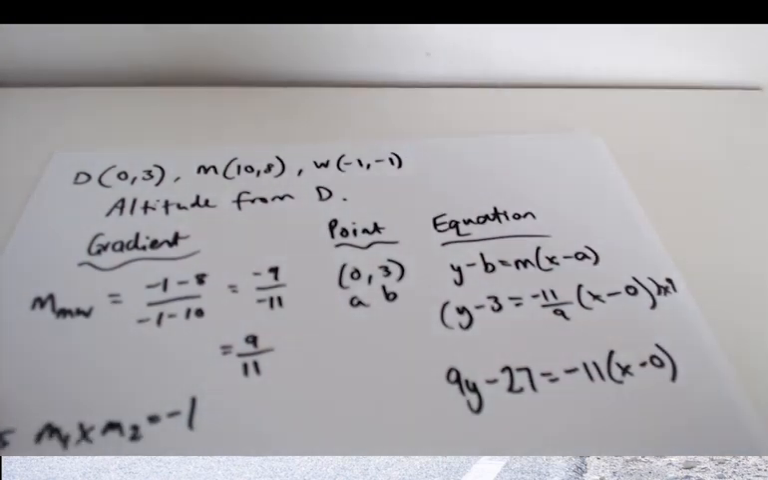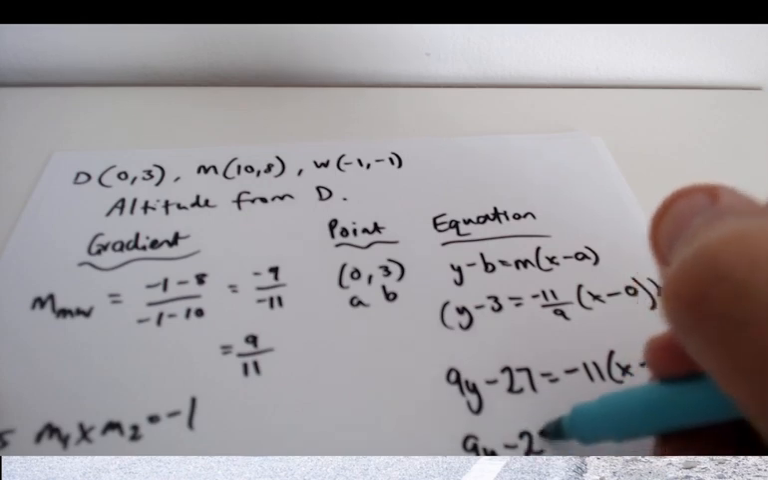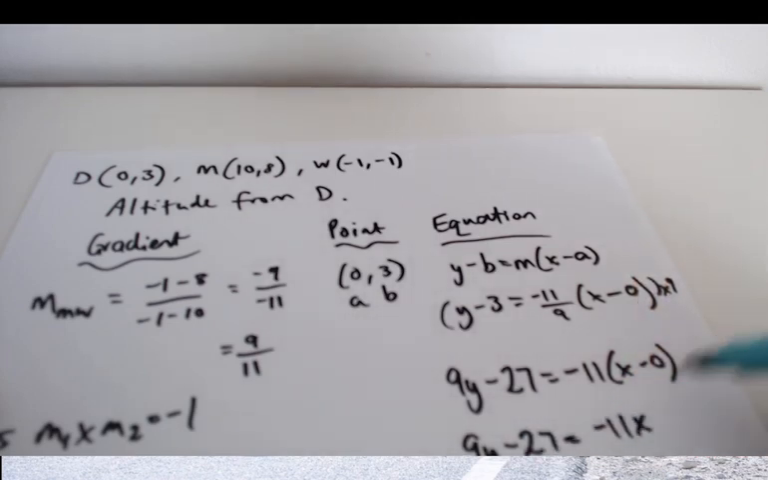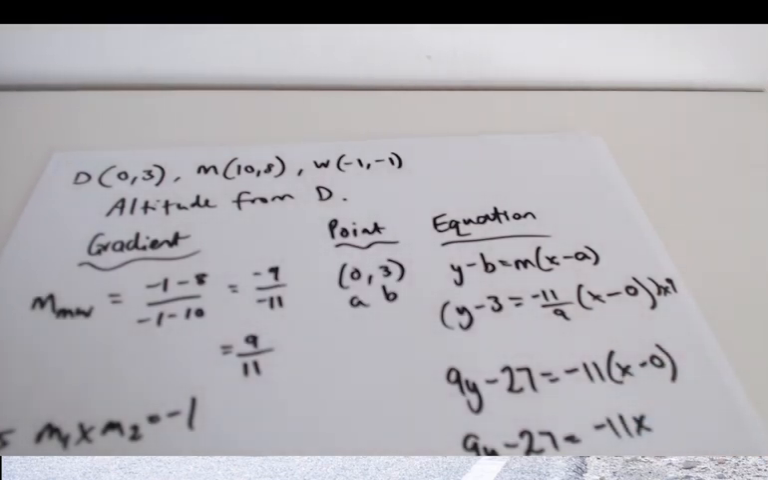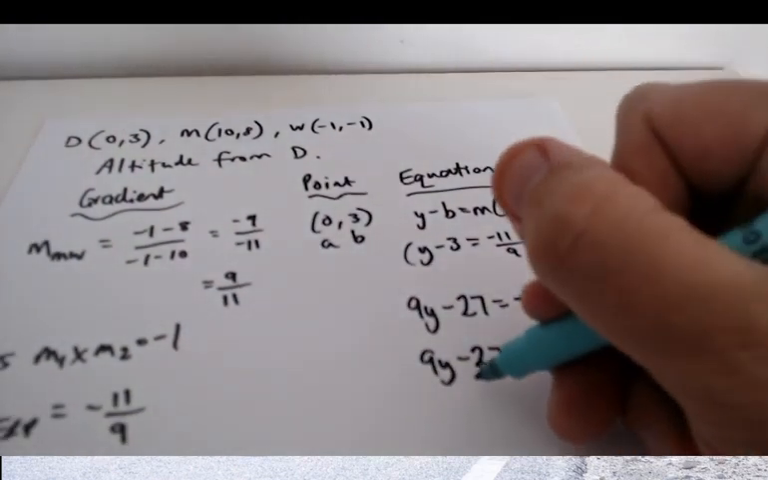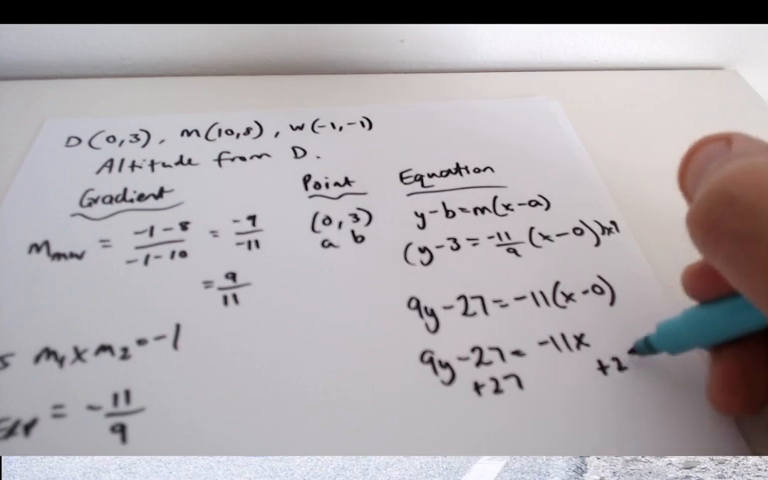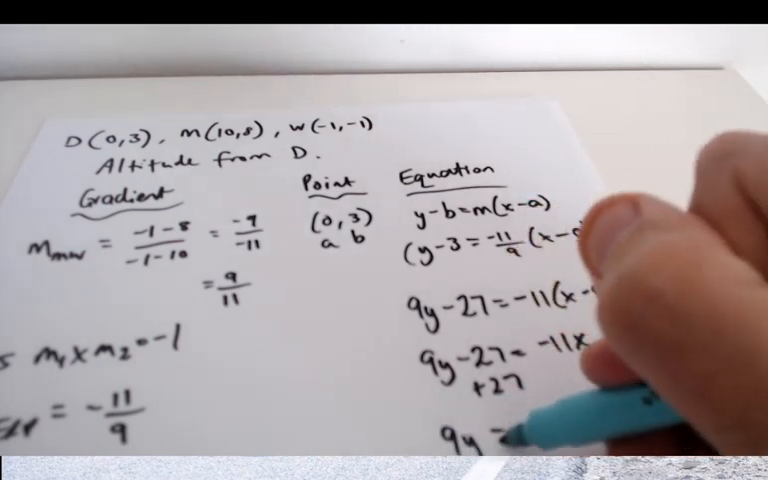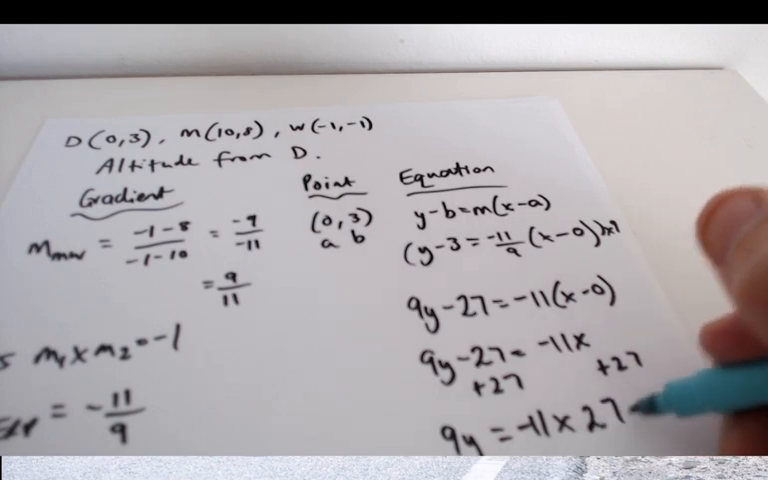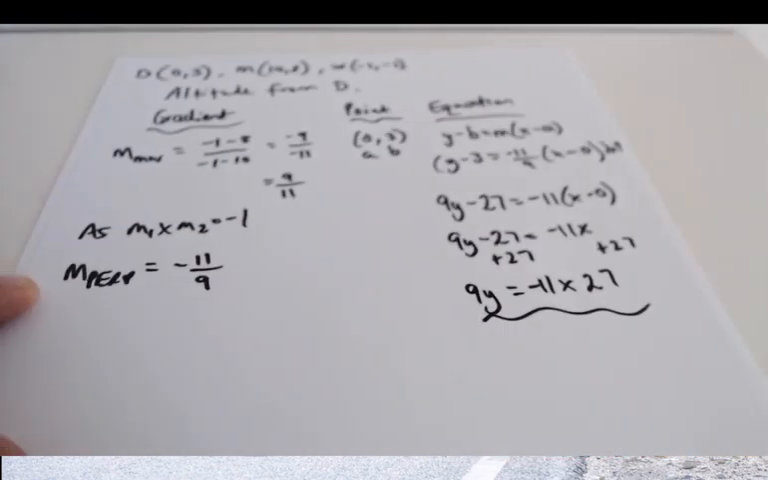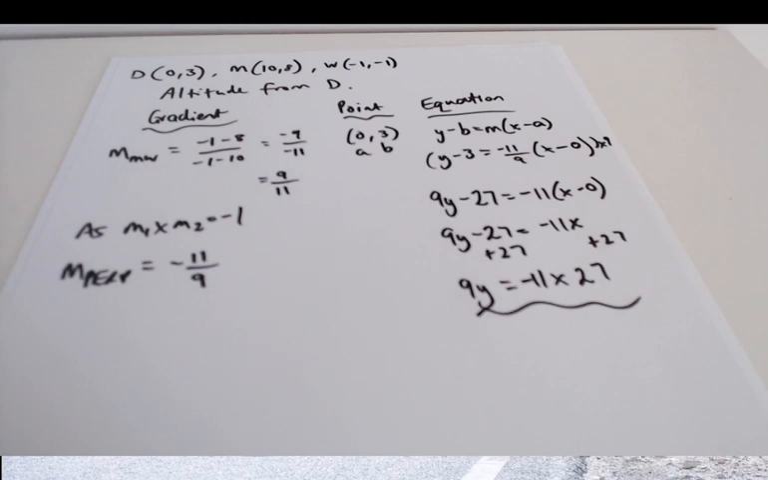And then I'm going to multiply out my bracket. I just get minus 11x because minus 11 times a 0 would give me a 0. Add 27 to both sides. 9y equals minus 11x plus 27. Job done. Right, a slightly different style of question that we could get would be something like this.